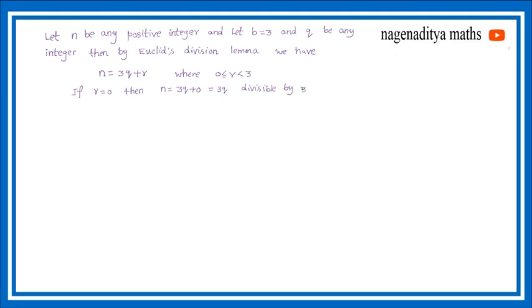So now let us add 2 on both sides in the above equation n is equal to 3q. Adding 2 on both sides, we get n plus 2 is equal to 3q plus 2. So evidently it is not divisible by 3.